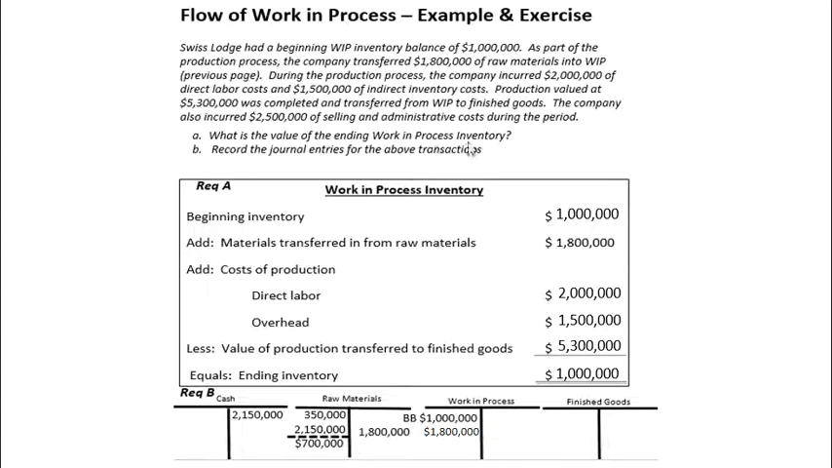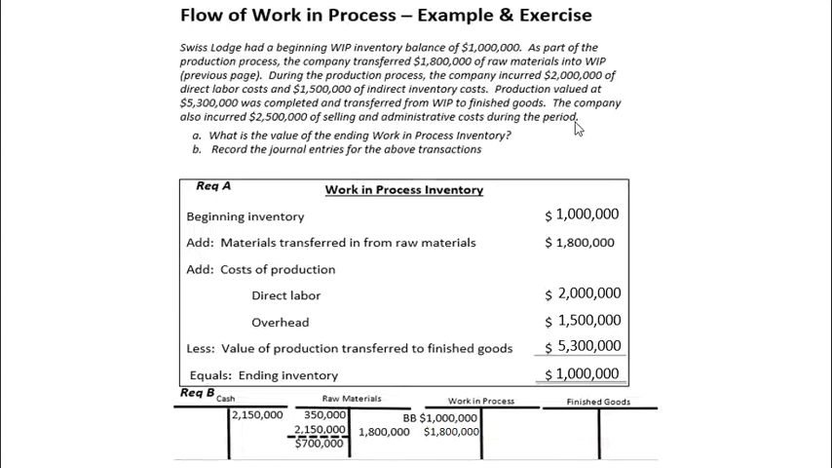So we know what the value of our ending work in process inventory is. Now we're going to do B, where we're going to record the journal entries for the above transactions. And before I do that, I want to point out this last line in the description here. The company also incurred $2,500,000 of selling and administrative costs during the period.